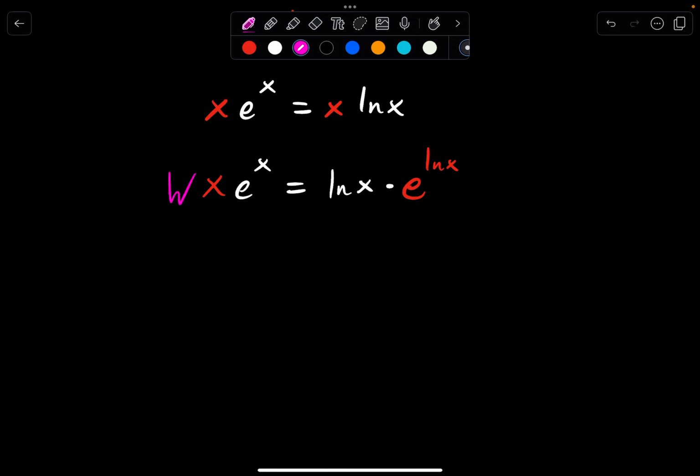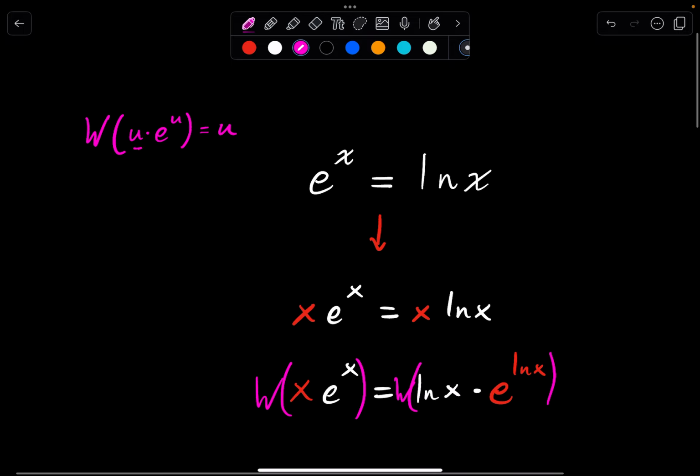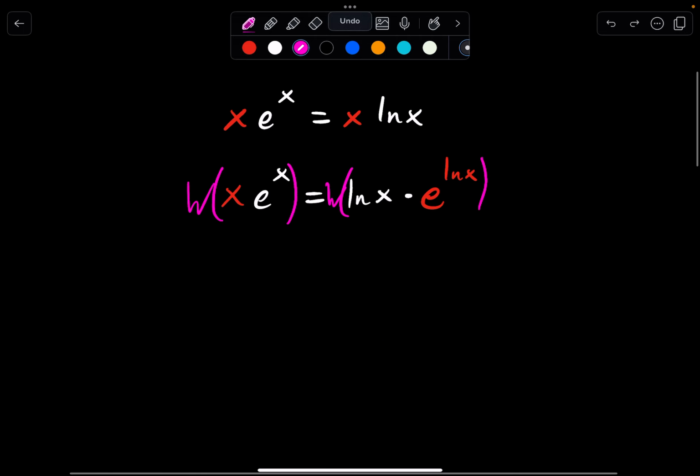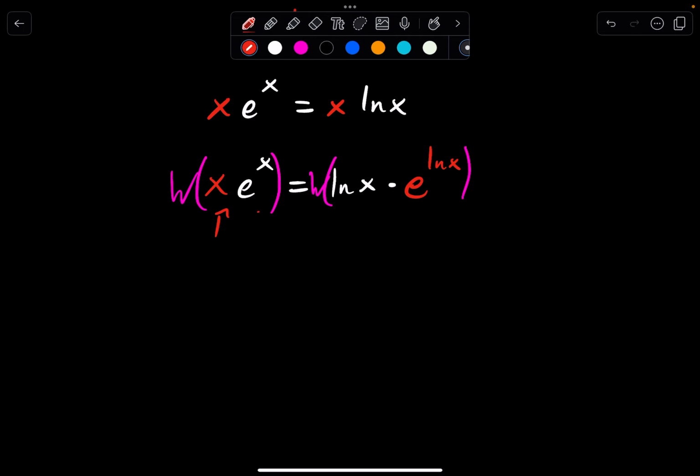Now we can take the Lambert W of both sides. And remember, Lambert W of something times e to the something returns that something. So on the left-hand side, we have something times e to the something. That'll return x. And here, this will return ln of x. Absolutely beautiful. And it works out perfectly.